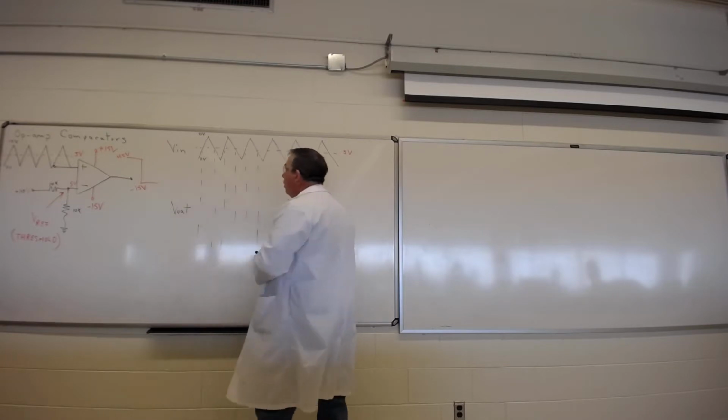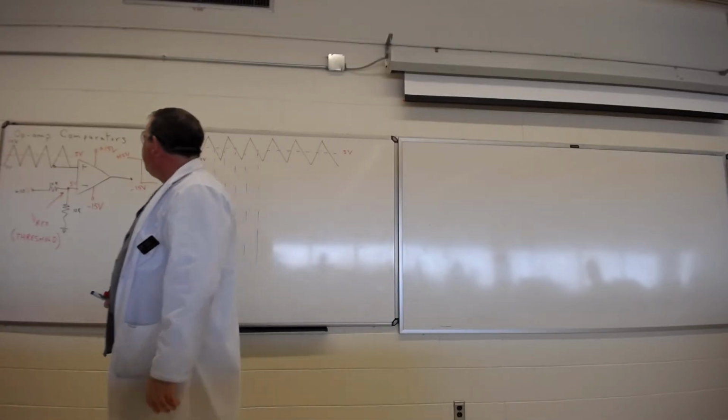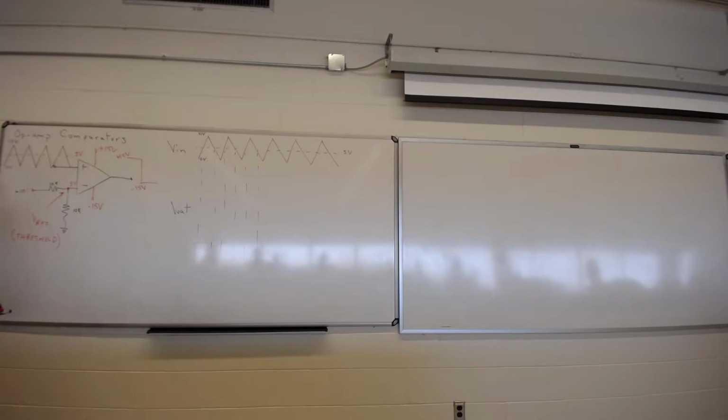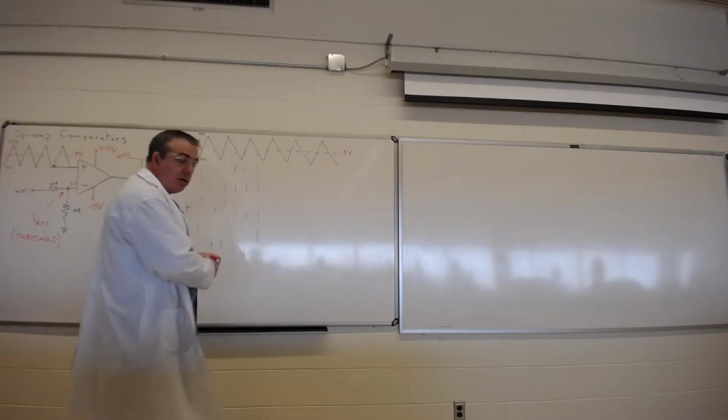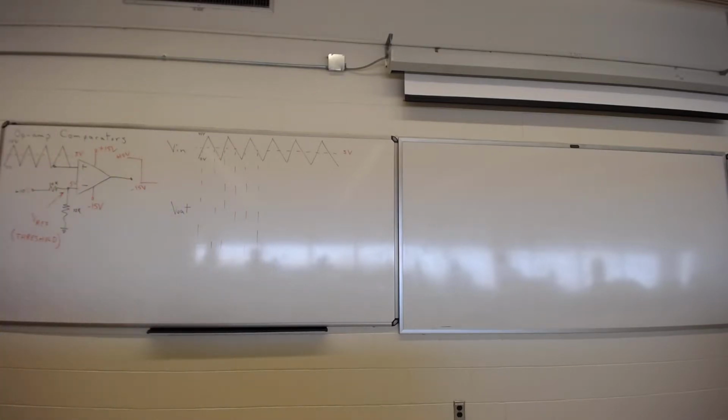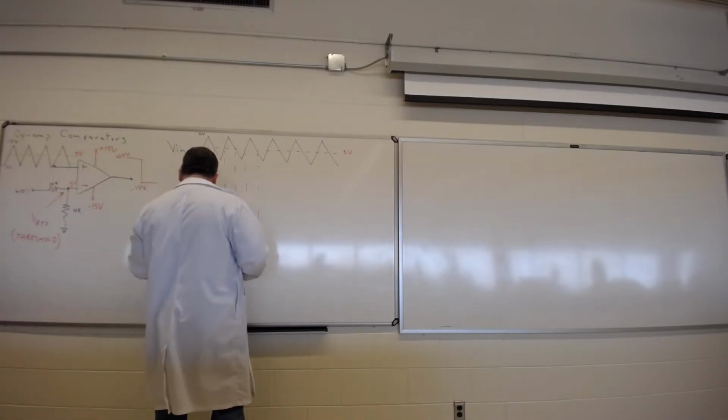So on and so forth. The way this comparator works is very simple. Whenever the input voltage is below the threshold, so if I've got a voltage below 5 volts, well, this input is higher than this, so that means the output would be negative. So right over here, while my signal is below 5 volts, this one's higher, so V out starts off at negative 15.